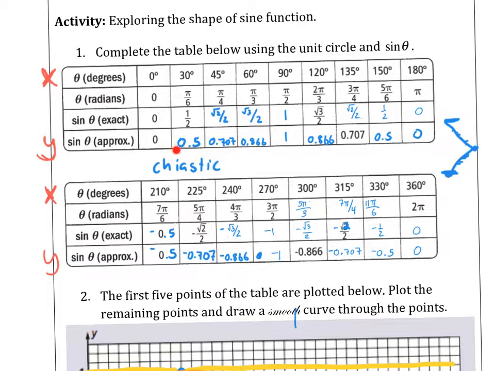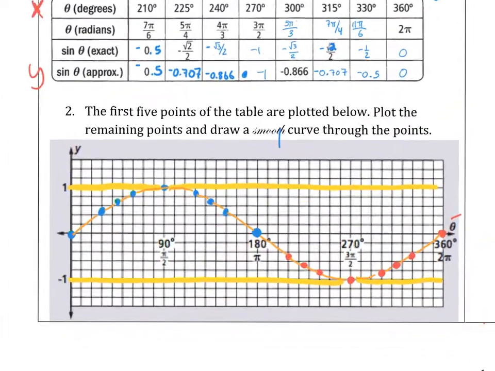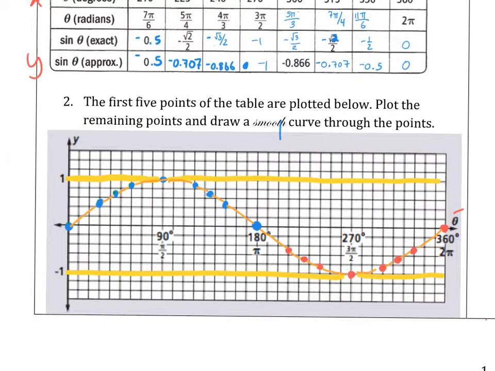So notice it goes up the ladder to 1 and back down that same ladder. Notice the 0.866, the 0.707, the 0.5, and then it repeats itself down here, but in the negative way. So that took us quite a while to graph, and after we make our smooth curve through the points, we get this sinusoidal shape.